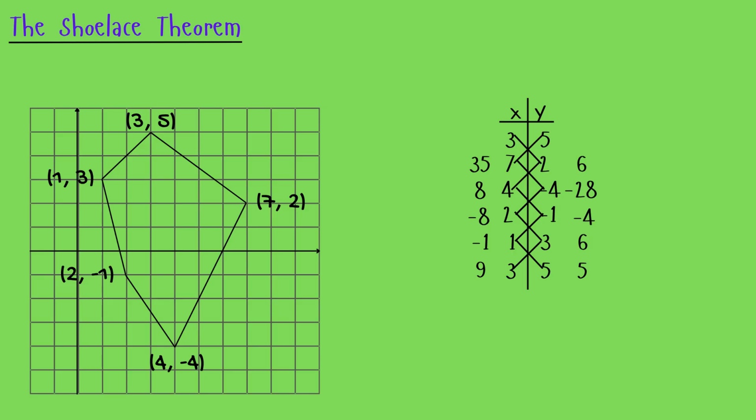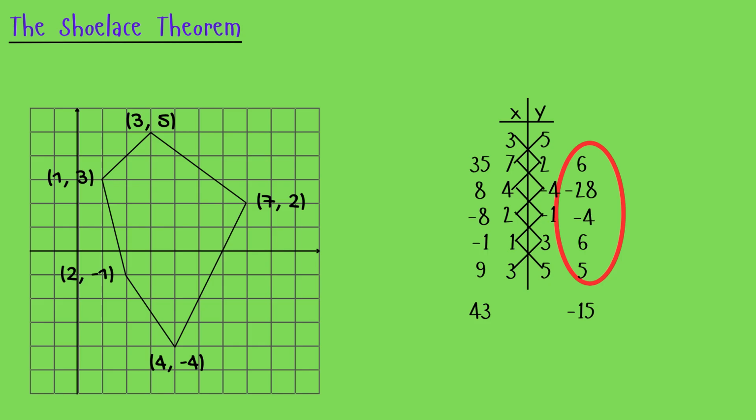As a fun fact, the diagonal lines you see here kind of look like a shoelace, which is where the name of the theorem comes from. You can also use the imagery to help you remember how to do the theorem. Anyways, we then find the sum of all the products in this column and jot it down. Do this for the other column as well.